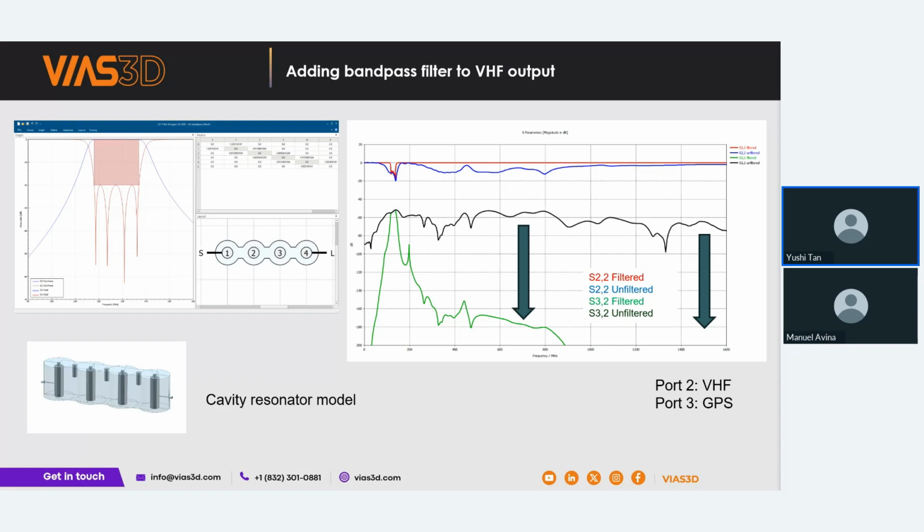So we can see the result of the VHF antenna output, how much is getting to the GPS and also the DME when the VHF are being transmitted. So in this case, VHF-GPS coupling can be seen over here. Now we can see that the black curve is actually the before picture, and the green curve is what's after employing the filter.